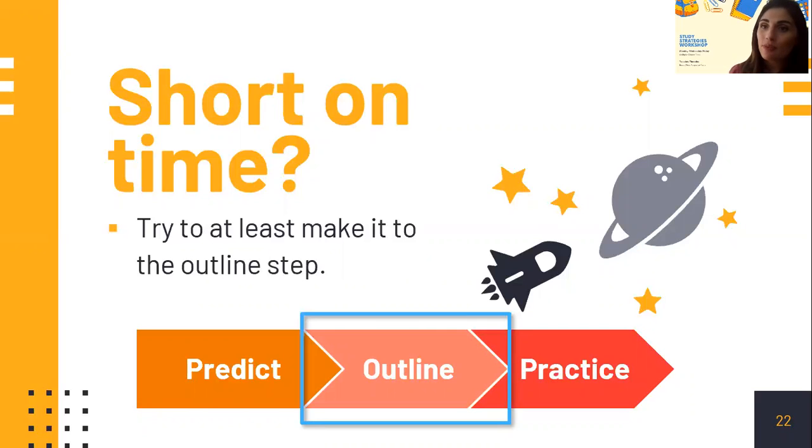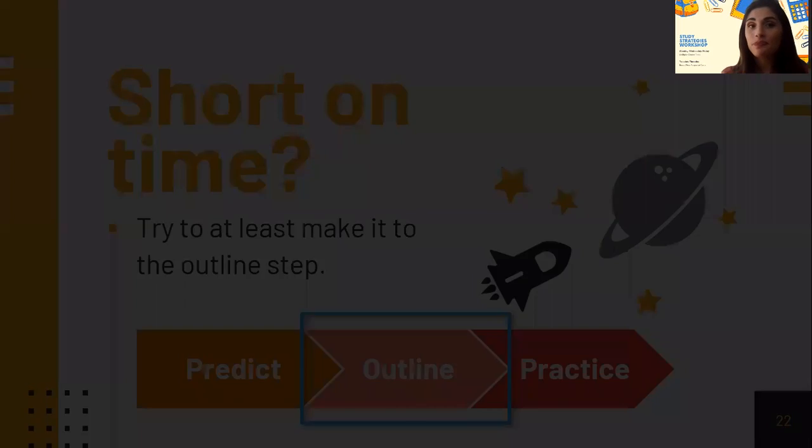So at least try and outline what you want to write once you do get that test. You don't always have to practice writing the entire essay. If you can practice the intro paragraph, that's going to take you a lot further. But in the end, try to make it at least to that outline stage. And if you actually don't have to predict your question, you are far ahead of other students. You can skip directly to the outline step and be good to go.